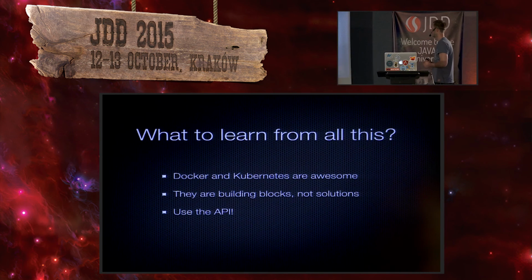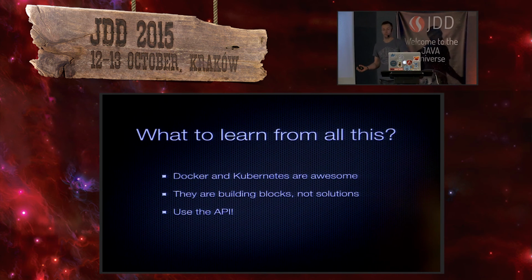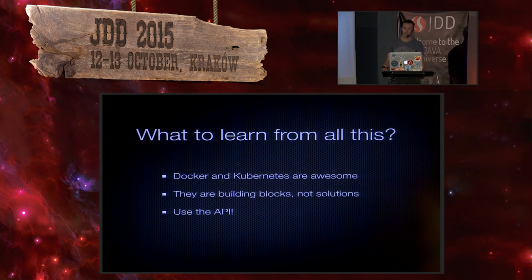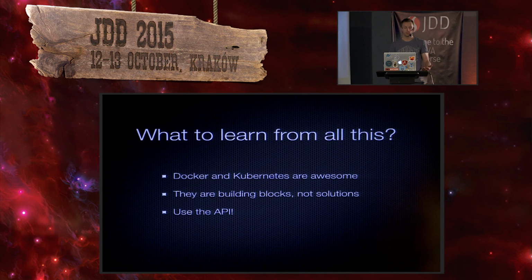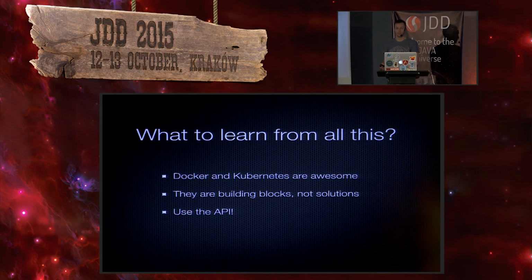and what should you learn from all this? Well, first of all, Docker and Kubernetes are awesome. Especially if you are talking about bringing this stuff to production, these are the tools you want to be looking at. Although they're awesome, they're also just building blocks. It's not some kind of magic thing that you open up from a box and it solves every possible problem for you. They're building blocks.